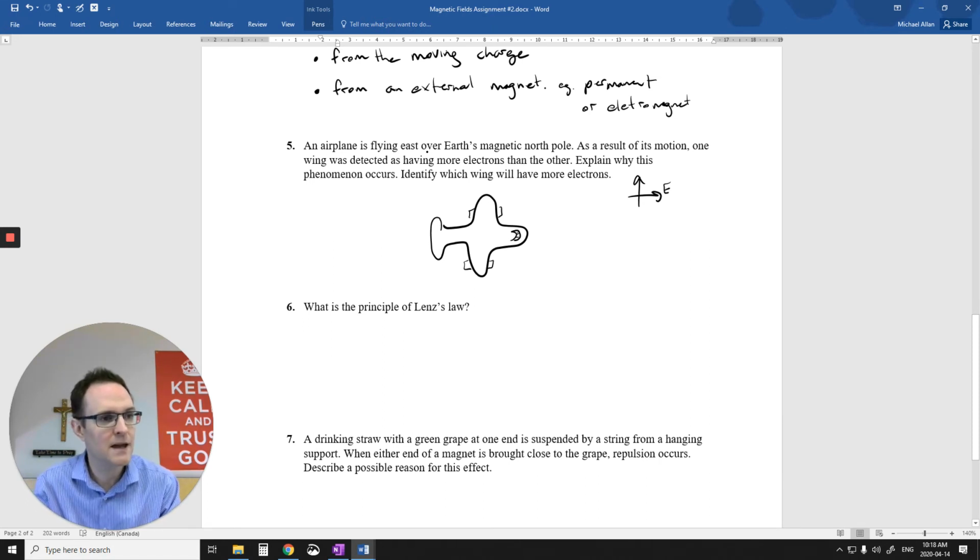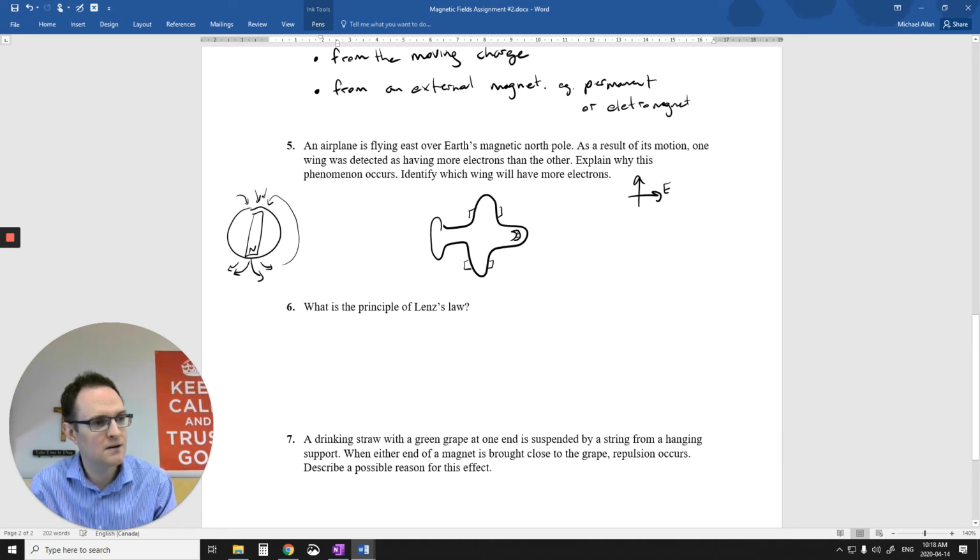So let's see, it's flying over the Earth's magnetic North Pole. Remember that the Earth's magnetic North Pole is technically at the South Pole down here. The field lines are going to be coming out of that side. They're going to wrap around and then into the top. I'm just worried about here. So the airplane's down here, flying over the North Pole. That means the magnetic field is coming out of the ground at this point.